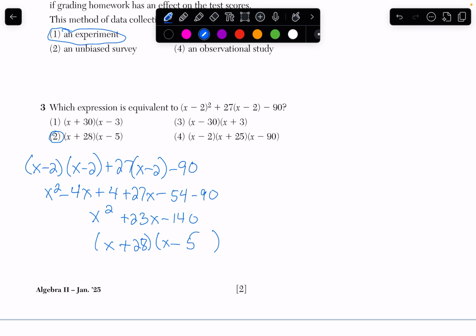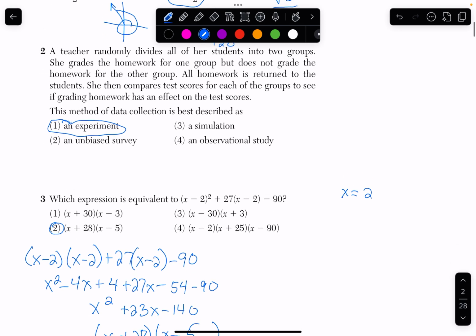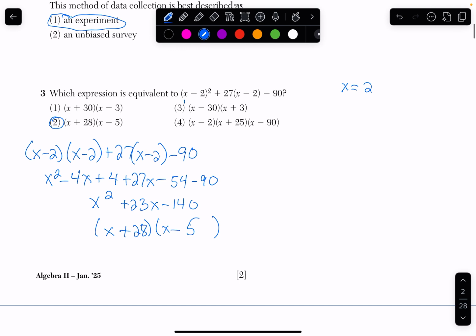Now, how would I do that if I didn't want to? Well, me personally, I would let x equal 2, right? And I chose 2 because I know that this one and this one are going to become zeros, right? So I'm going to end up with 2 minus 2 raised to the second plus 27 times 2 minus 2 minus 90, right?